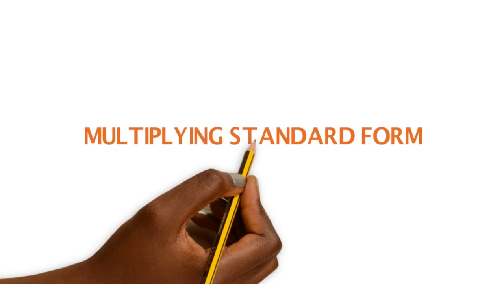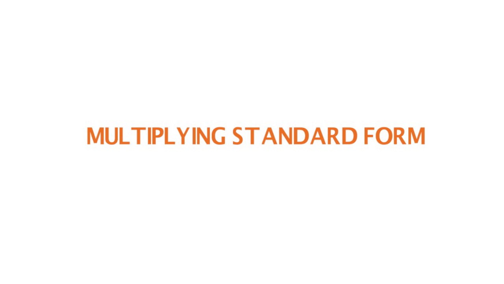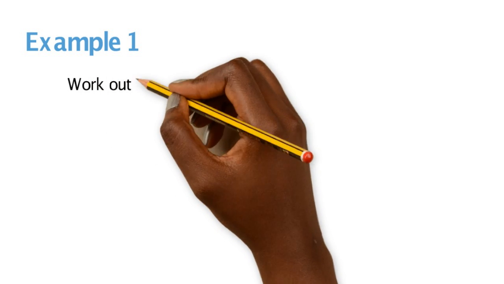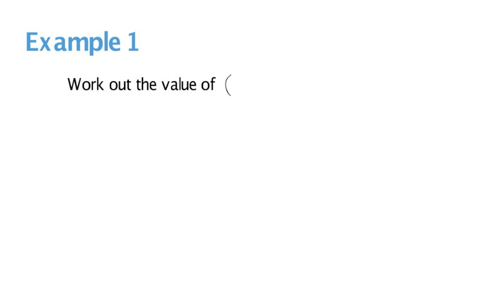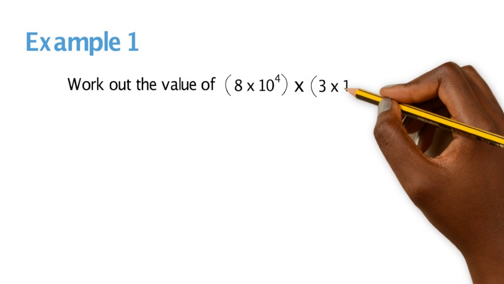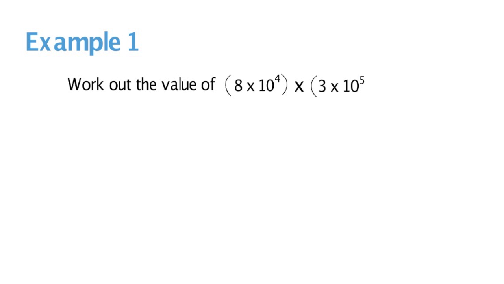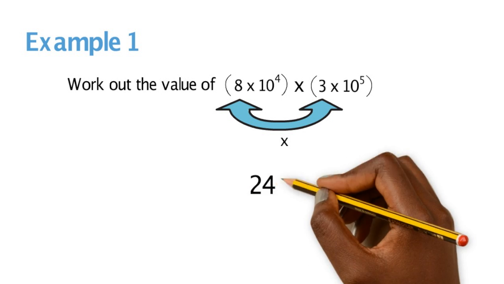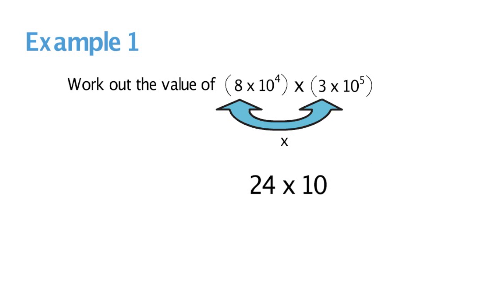Okay, so multiplying standard form. Right, let's get into this. So if I have an example of a question, if it said work out the value of 8 times 10 to the 4 multiplied by 3 times 10 to the 5. Okay, what you would do is the two numbers in front of the standard forms, multiply them together because it's a multiply question. So 8 times 3 is 24, and then you always write your times 10.